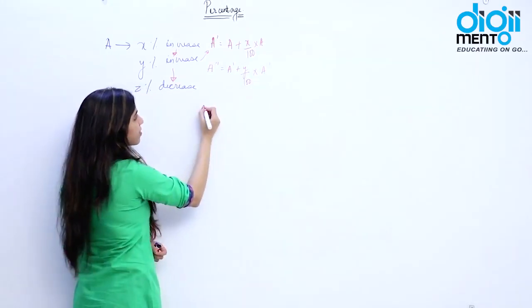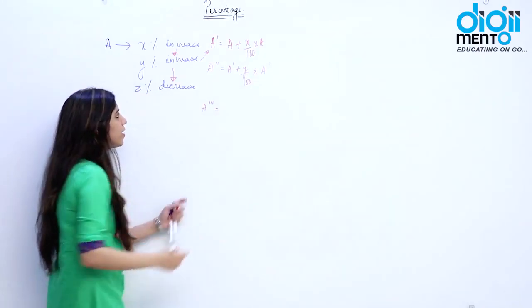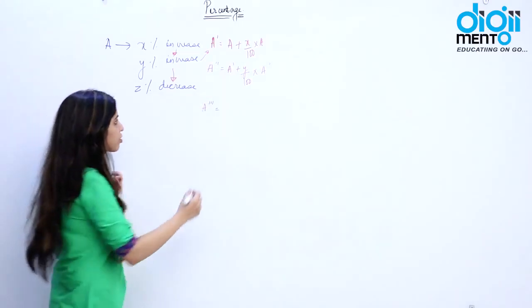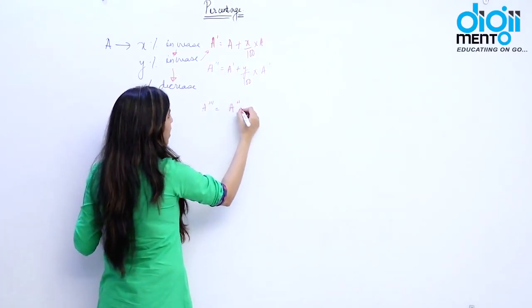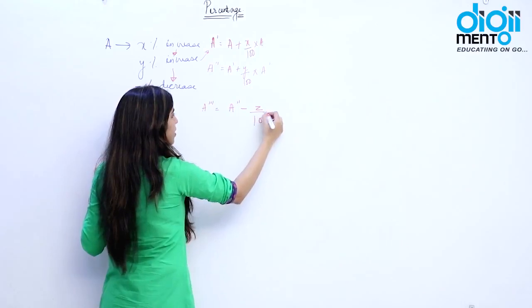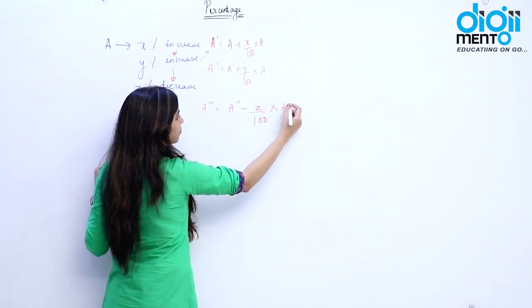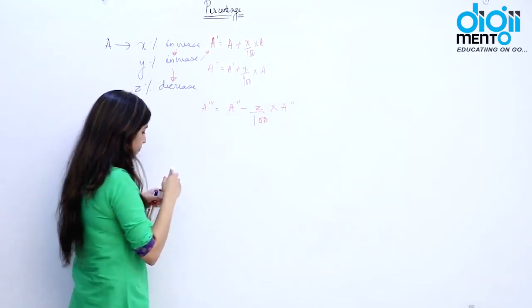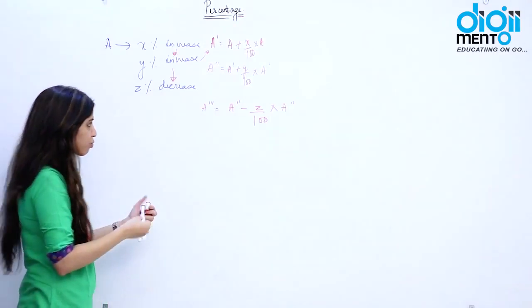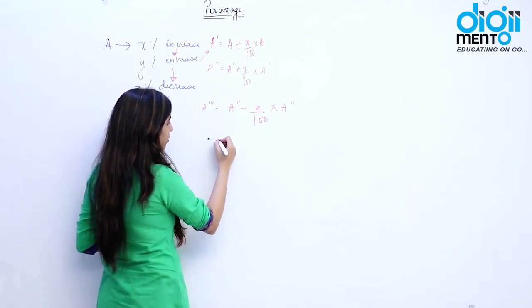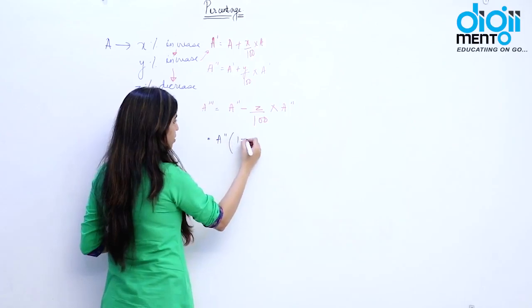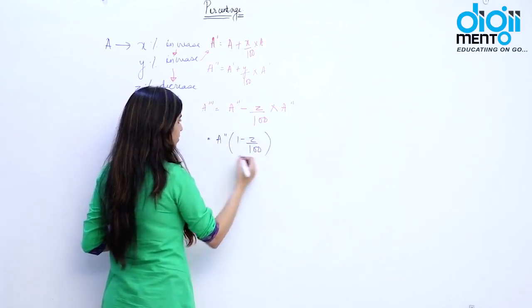This is also going to be A dash. So A triple dash is going to be, this is also going to apply to A double dash. So this is going to be A double dash minus z by 100 into A double dash. Fine. Now if you just put values, what are you going to see? I take out this A double dash common. So it's going to be 1 minus z by 100.